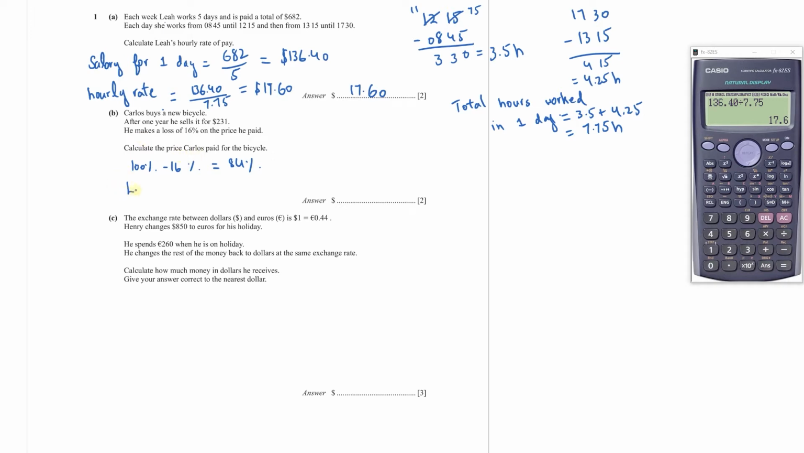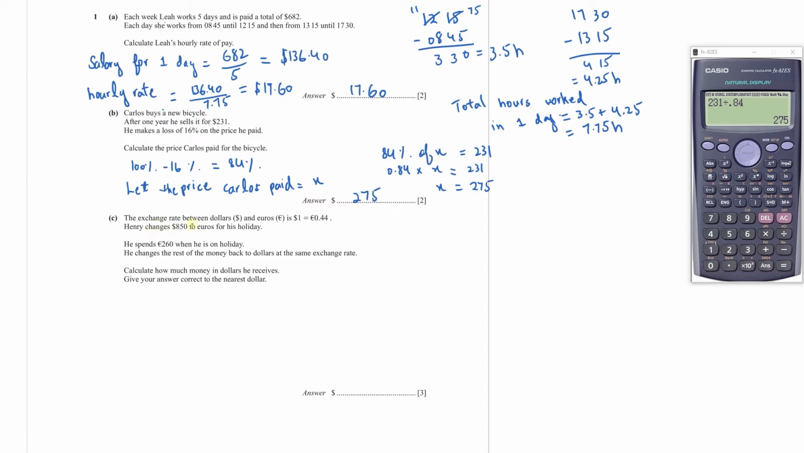So let the price Carlos paid equal X. Then you can form the equation in X that 84% of X is this selling price, which is $231. So this will be 0.84 multiplied by X, where 84 over 100 is 0.84, equals 231. So your value of X will be 231 divided by 0.84. So this is 275. So this is the price Carlos paid for the bike.